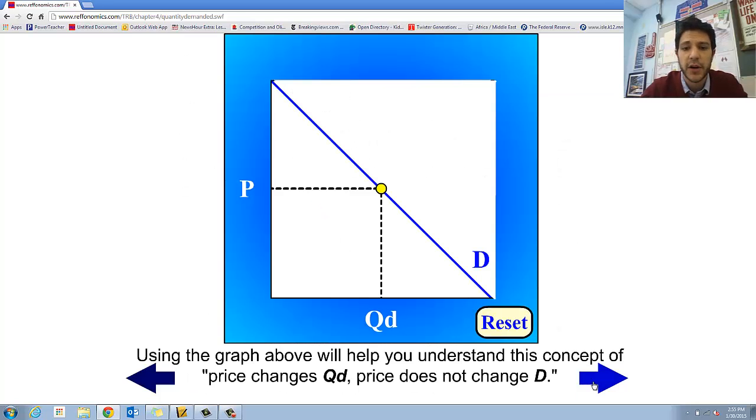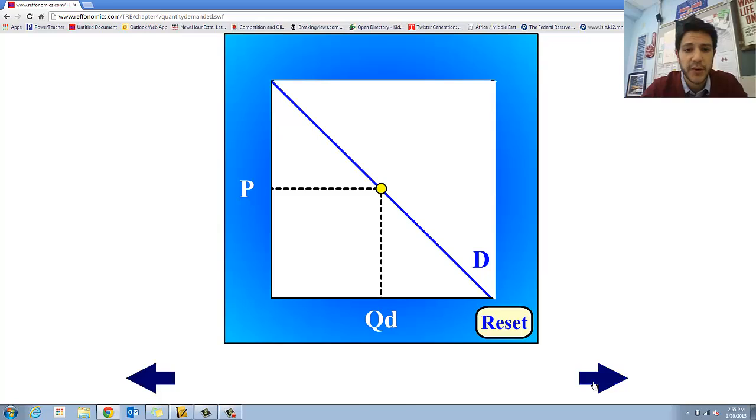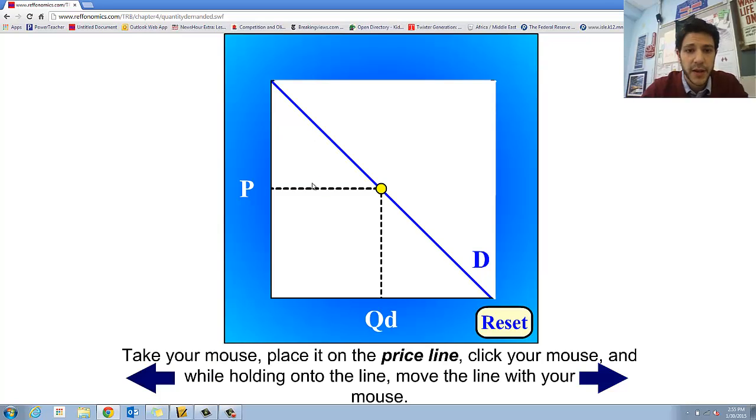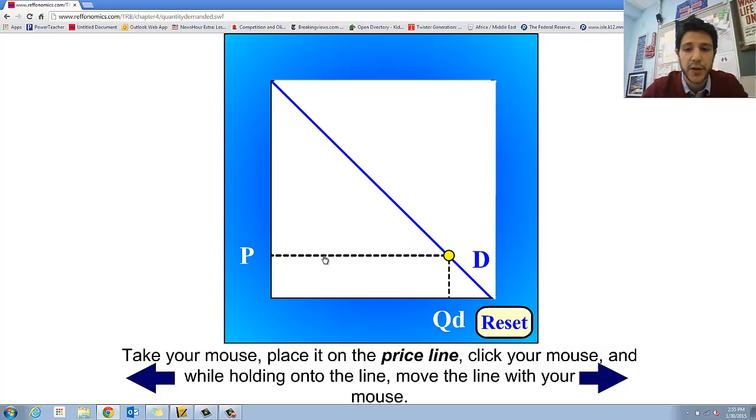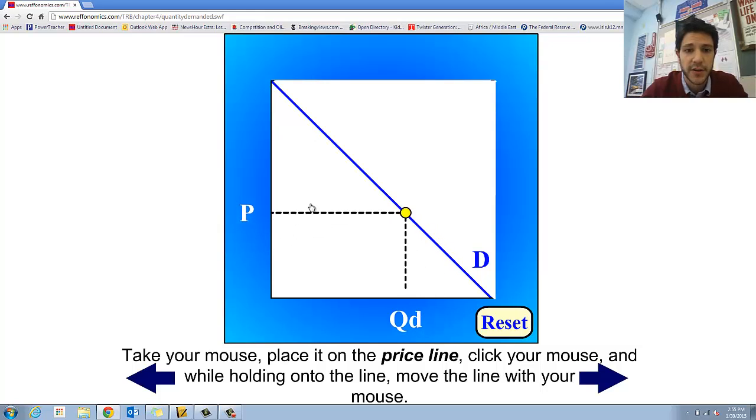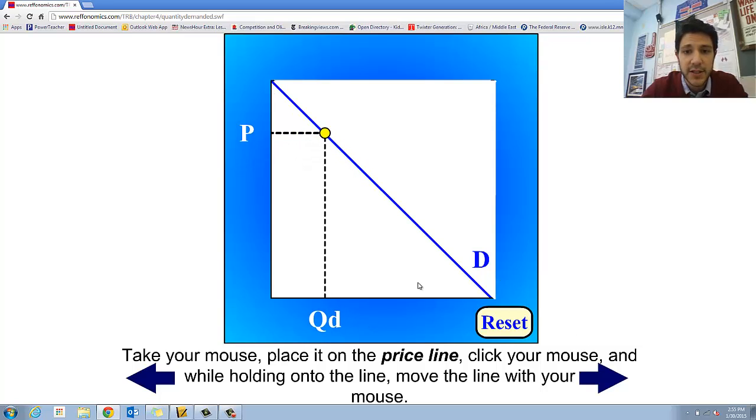We can see it here. Using the graph above will help you understand this concept. We can play around with this. We can put it on the price line and move our mouse. As the price decreases, quantity demanded increases, and vice versa. As price increases, quantity demanded moves as well. This line stays put.